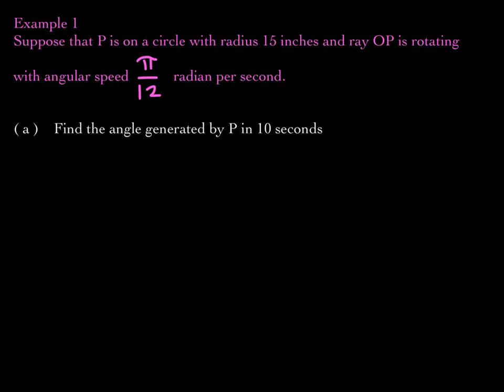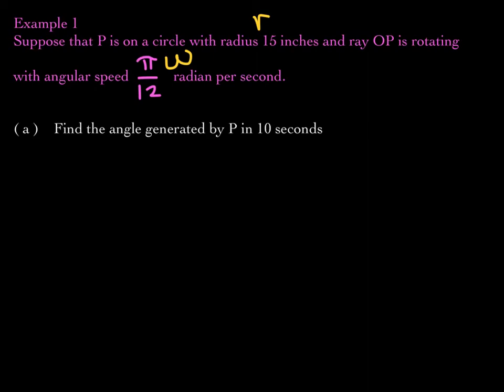All right, in this example, there are going to be 3 different parts. So I only have the first part written so far. All right, here we go. Suppose that point P is on a circle with radius 15 inches, and ray OP is rotating with angular speed pi over 12 radian per second. Okay, keep this in mind. They've given you R, the radius, and they have given you omega, which is the angular speed.